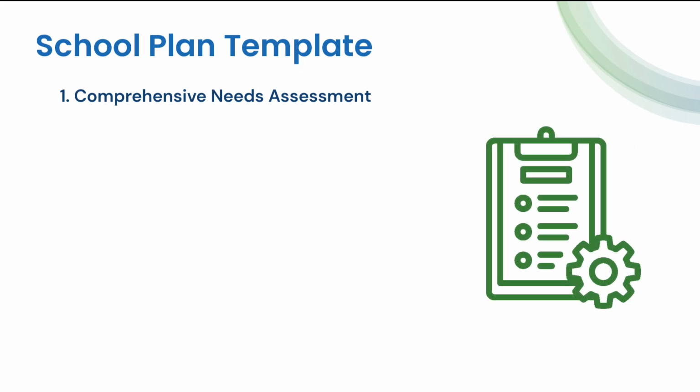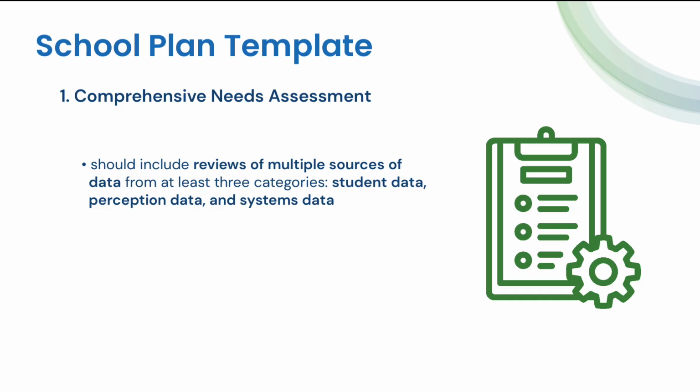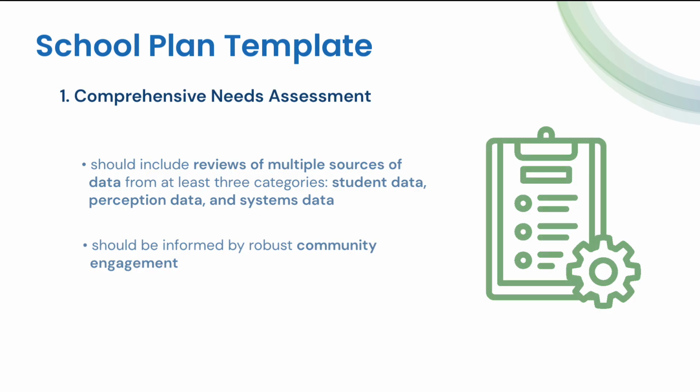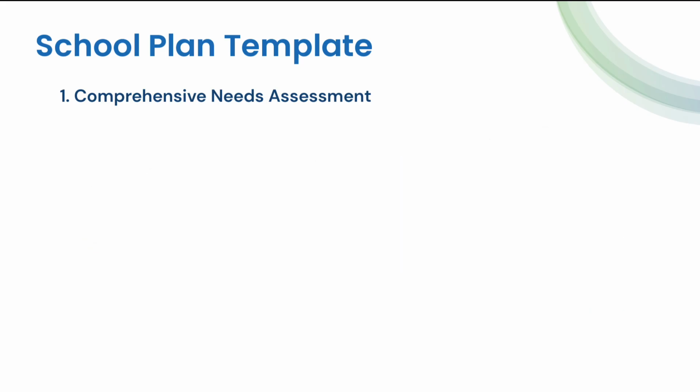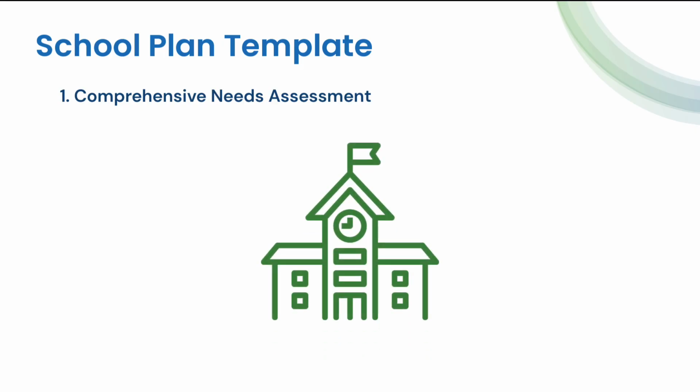A comprehensive needs assessment should include reviews of multiple sources of data from at least 3 categories: student data, perception data, and systems data, and should be informed by robust community engagement. Completing a comprehensive needs assessment helps schools identify the specific needs of students in their school. A number of tools to support schools in the needs assessment process can be found in the resources section of this module. During the needs assessment process, schools should ask the following questions.